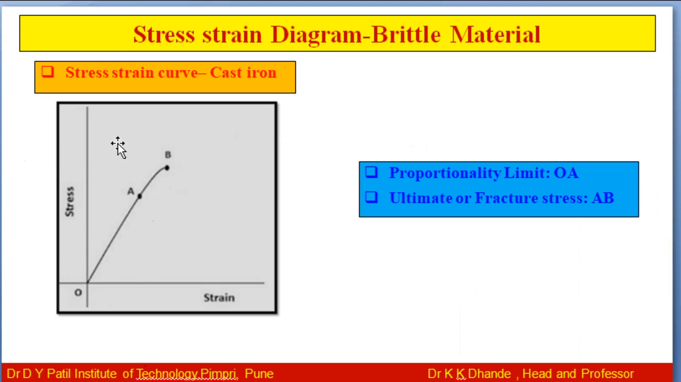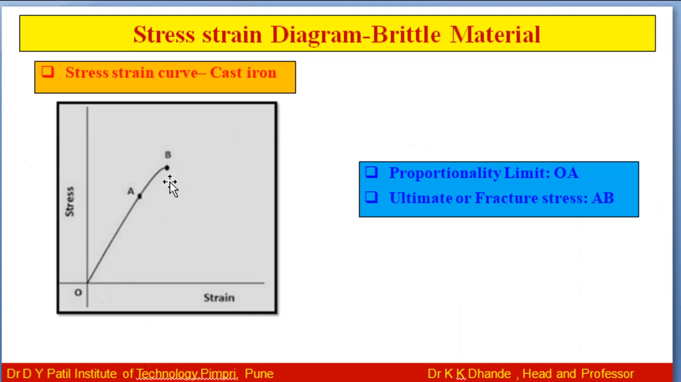Initially, when the load is applied on the specimen from O to A, it is a straight line which represents that stress is directly proportional to strain. But beyond point A, the curve slightly deviates from the straight line, and the material fails with only a little elongation after the proportional limit is exceeded, and the fracture stress is at point B. At point B the specimen failed.